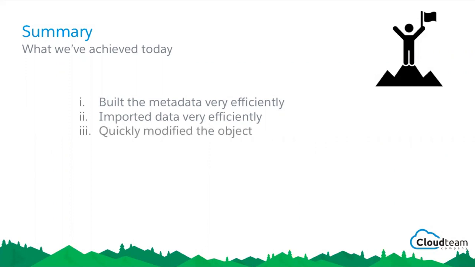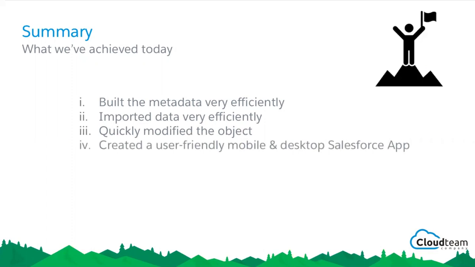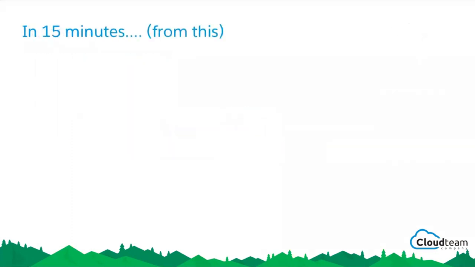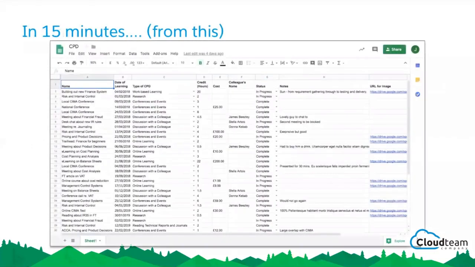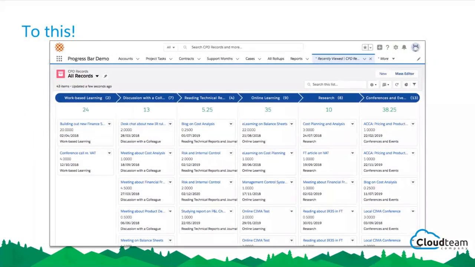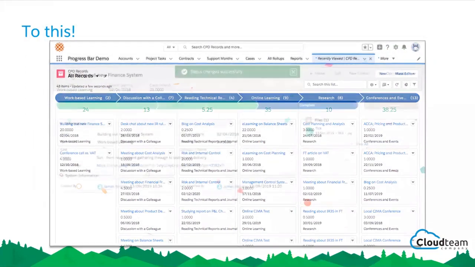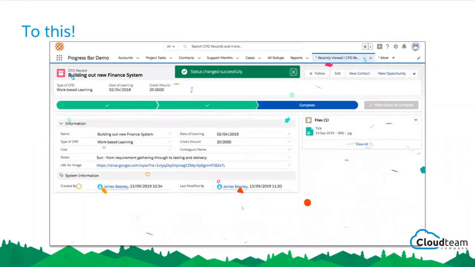The object was then quickly modified to make it a bit more user-friendly as opposed to defaulting out of the box. We've created a user-friendly mobile app, which I can't show you, I'm afraid, but it is working, and a desktop Salesforce app. So in 15 minutes, we've gone from this original spreadsheet to this. It's a Salesforce Kanban board. You can interact with this, totals, on-screen confetti with files option as well.